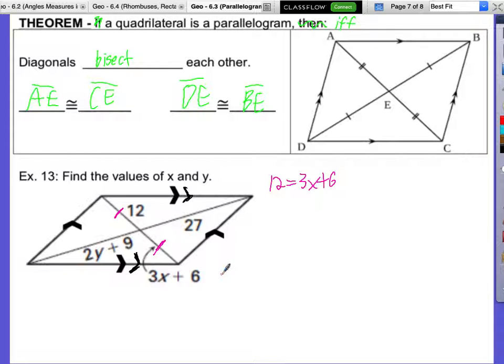Okay? I want you guys to finish solving for x, and then also set up the equation and solve for y. And once you're done, same format, raise your hand for it to be checked.